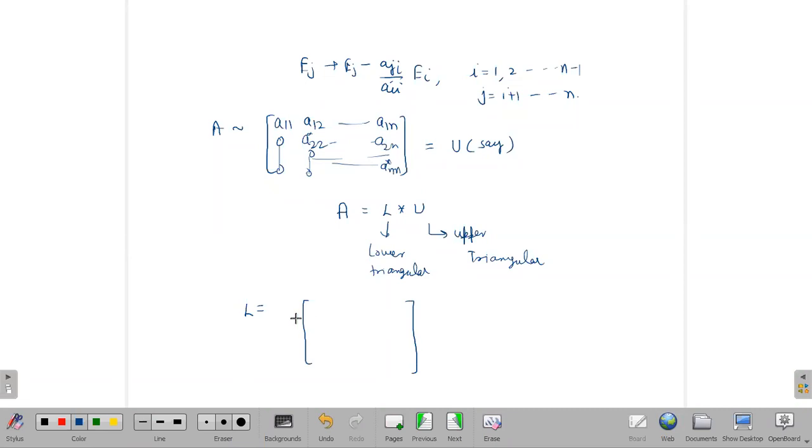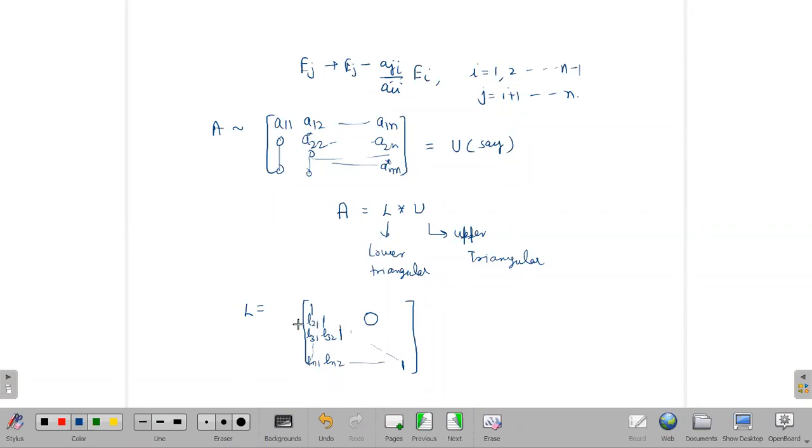Lower triangular means the upper part above the diagonal is 0. The diagonal elements will be 1, 1, 1. You place 1, 1, 1 from your side only, and this part is 0. Now the first column entries: it is L21, then L22 will be 1, then L31, L32, then L33 will be 1, and so on, then Ln1, Ln2, up to the end.